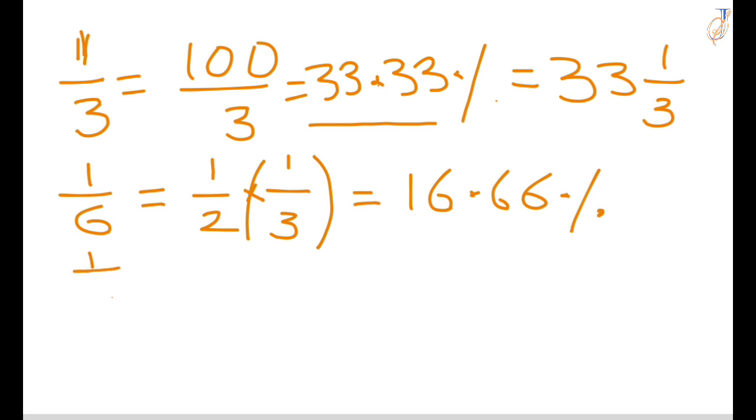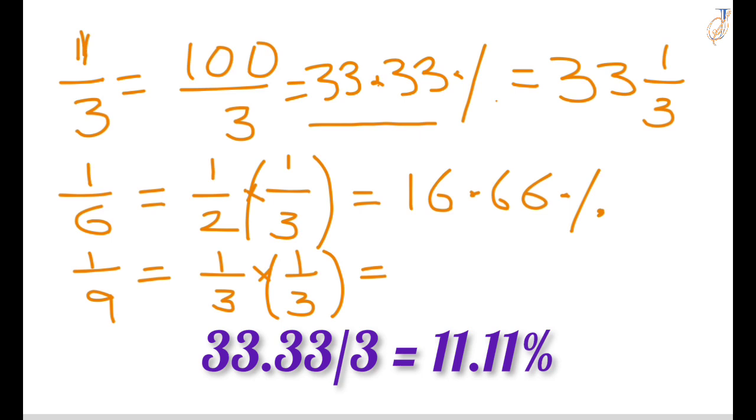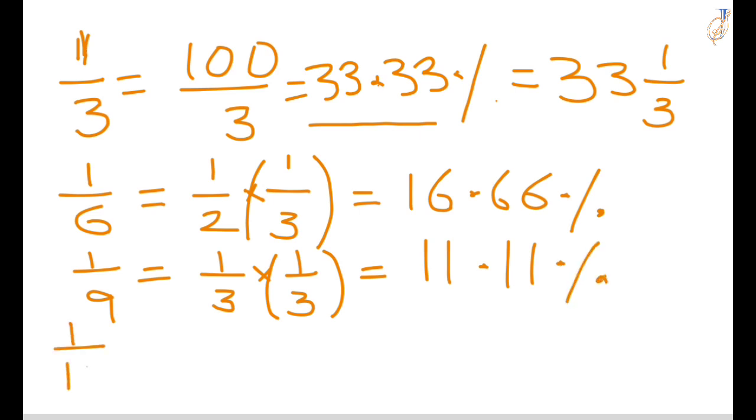Then we take 1 by 9. 1 by 9 we can write as 1 by 3 times 1 by 3, so this is 1/3 of 1 by 3. We know that the 1 by 3 value is 33.33%, so 1/3 of 33.33 is 11.11%. Now we see 1 by 12. 1 by 12 we can write as 1 by 2 of 1 by 6. We know that the 1 by 6 value is 16.66%. So half of 16.66% is 8.33%.